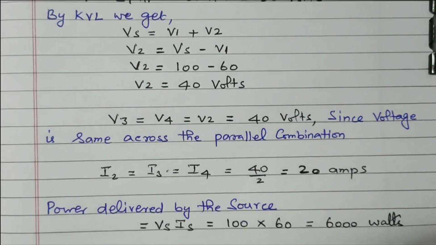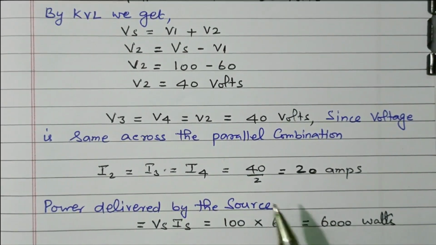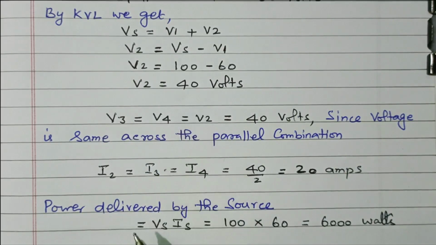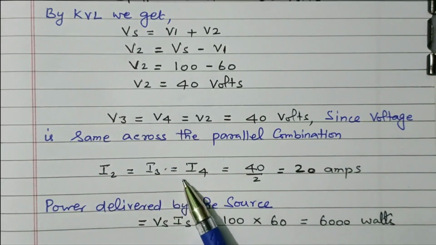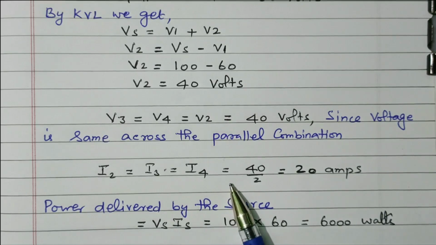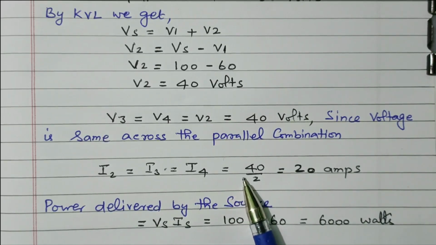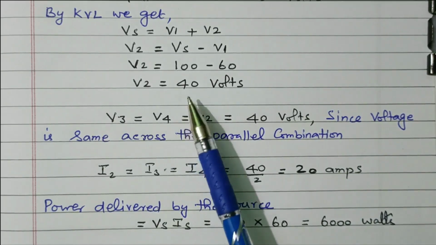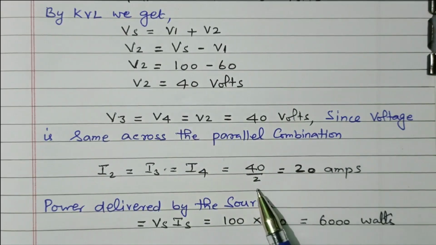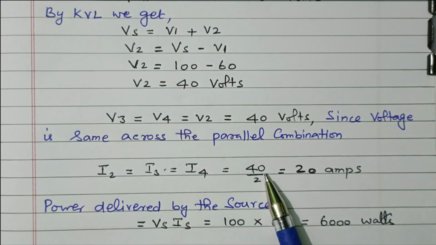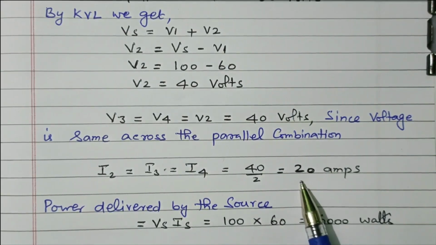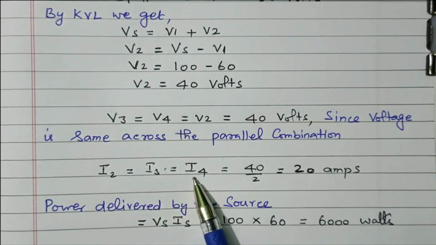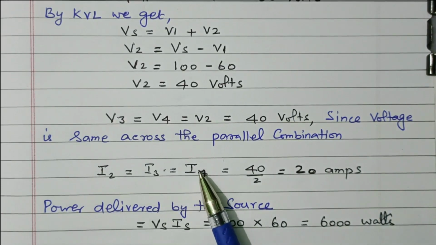Right? So now we calculated V1, V2 as well as V3, V4. V1 is 60 volts. V2, V3, V4 are 40 volts. Then I2, I3, I4 are also equal. The 40 volts available across R2 divided by the resistor value of 2 gives I equals V by R. V is 40 volts, R is 2, so 20 amperes. The 20 amperes is flowing through each and every resistor, I2, I3, I4. And the total current is 60 amperes.